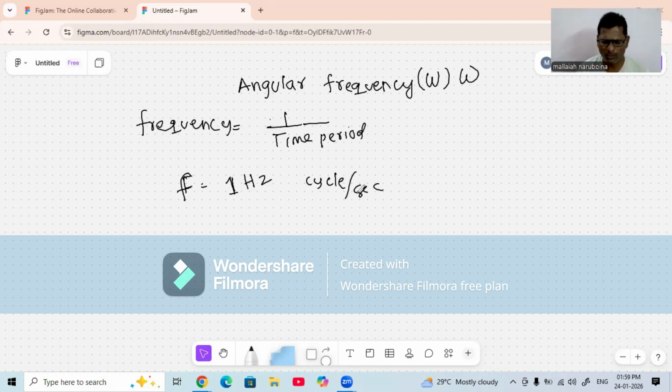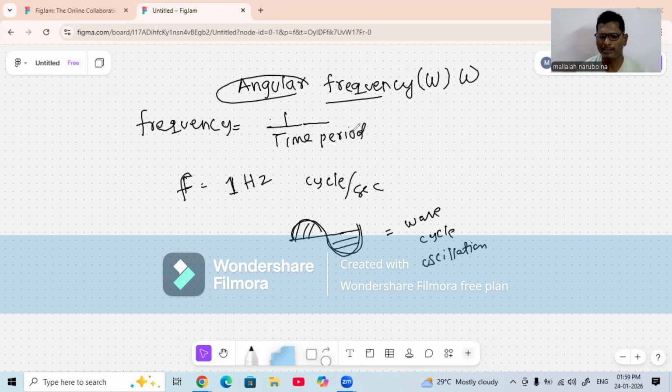Now, 1 cycle means here, this is 1 cycle, 1 crest and 1 trough. This is crest and this is trough. This crest and this trough gives 1 wave. We call it 1 wave or 1 cycle, or 1 oscillation. Now we are expressing this frequency using radians in angular frequency, right? To understand this, I am drawing a simple wave diagram.